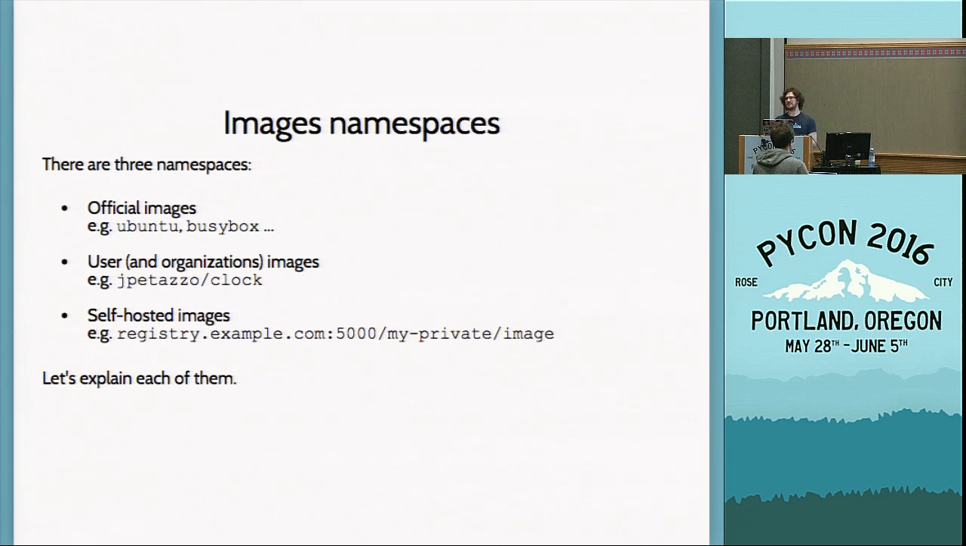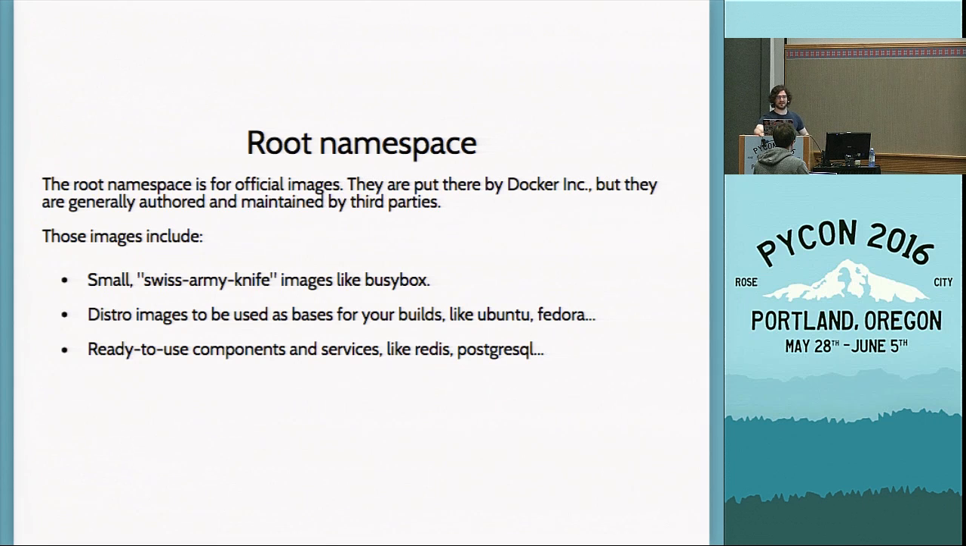So there are different namespaces for images. We already saw two of them. The first containers that we started were like docker run busybox and docker run ubuntu. And then we did like docker run jpetazzo/clock. Those are two different namespaces. The root namespace, so when you just have the name of an image, that's for official images. So those contain like distro images, a bunch of components. We'll have like MySQL, Postgres, Redis, Mongo, and much more. And also language stacks like Python, Java, Ruby, Node, and so on and so on.